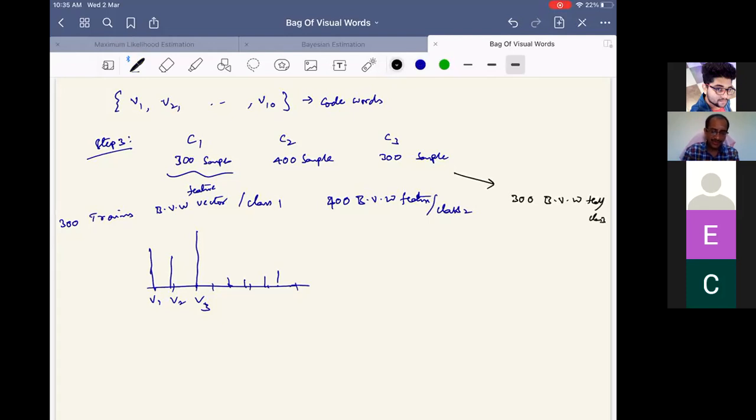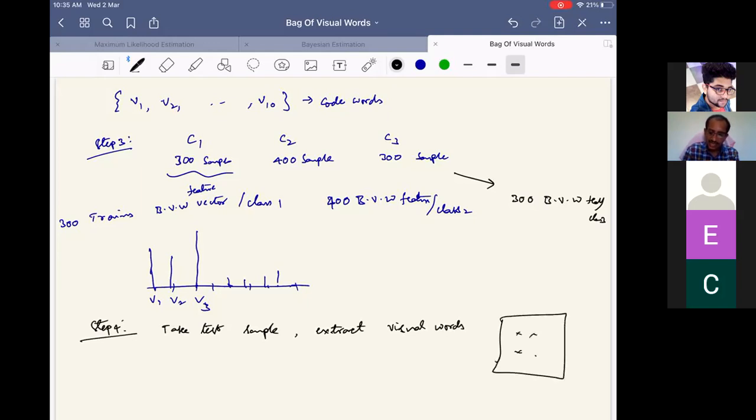Now this is the training procedure. I have constructed bag of visual words features for each of the samples in the training data set. Now step 3, step 4 in this case is, take a test sample. What do we do with the test sample? We extract visual words. That means you take the locations of key points in the test sample.